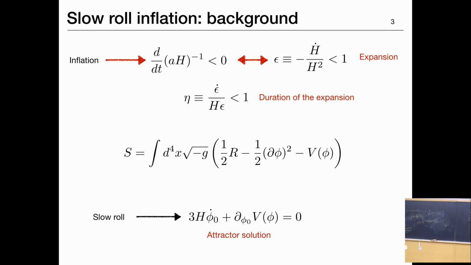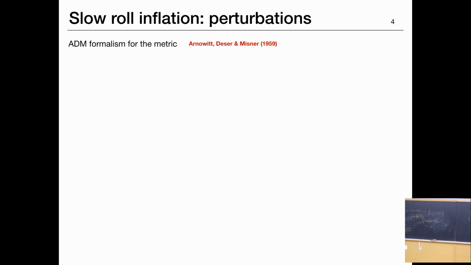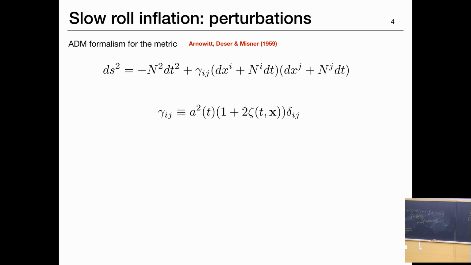Here the field only depends on time. But also we need to consider the perturbations around this field, which depend on time and on space. To deal with perturbations, it's useful to work with the ADM formalism. In this way, we can turn off the perturbation of the scalar field and move that to the metric tensor, to one of the scalar degrees of freedom of the metric tensor, and choose a particular gauge. This is the comoving gauge, and this is called the comoving curvature perturbation.